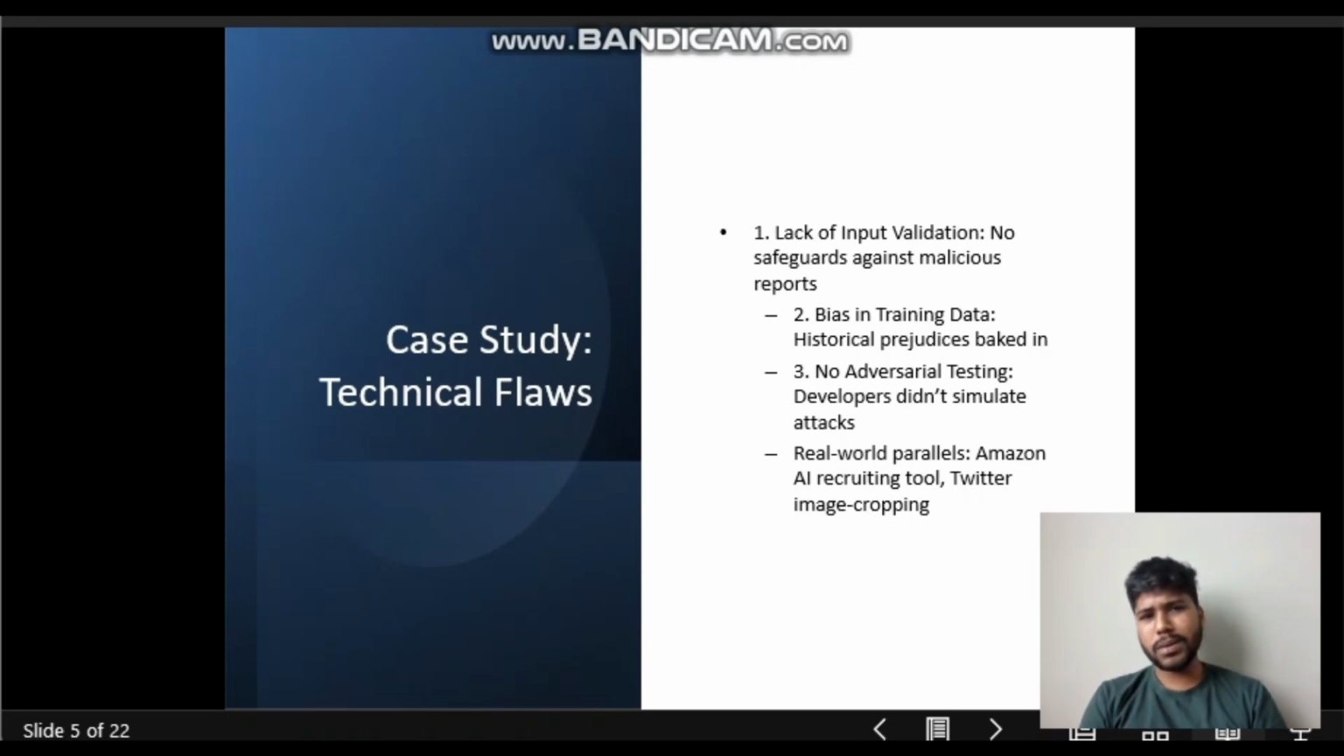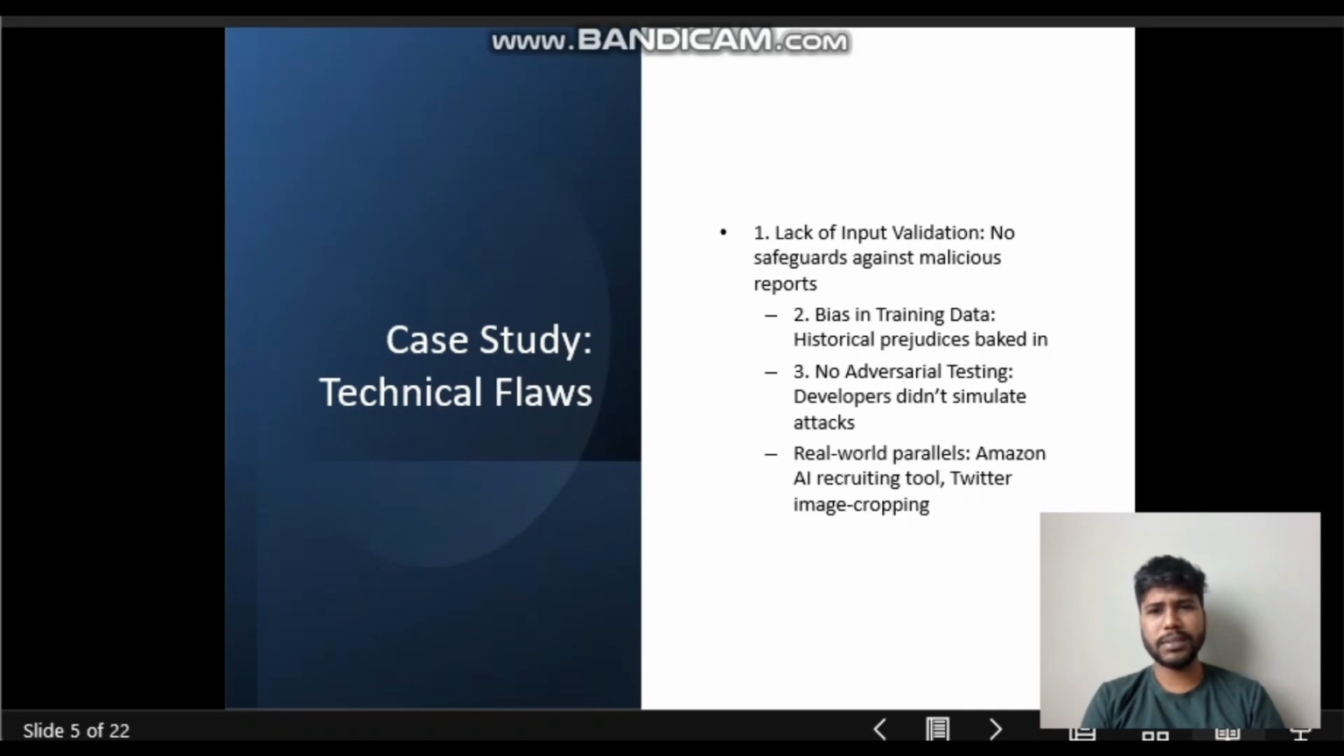Let's talk about the real world parallels. These flaws mirror real world failures. For example, in 2018, Amazon scrapped an AI recruiting tool that discriminated against women because it was trained on resumes submitted over a decade, predominantly from men.